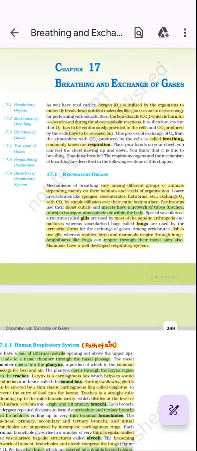The process of exchange of O2 from the atmosphere with carbon dioxide produced by the cell is called breathing, commonly known as respiration.